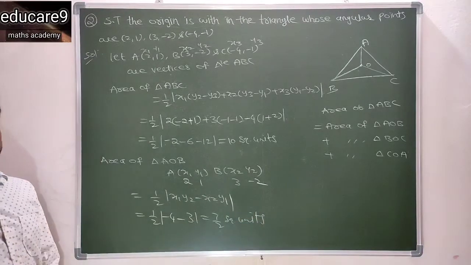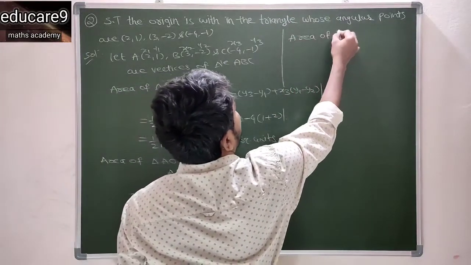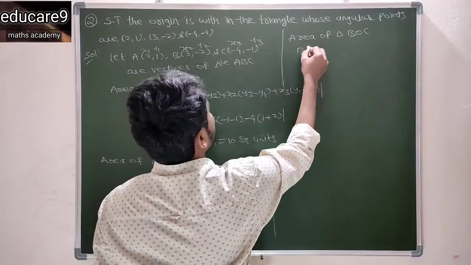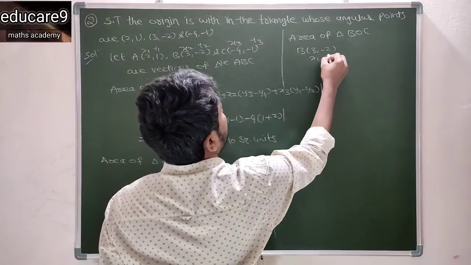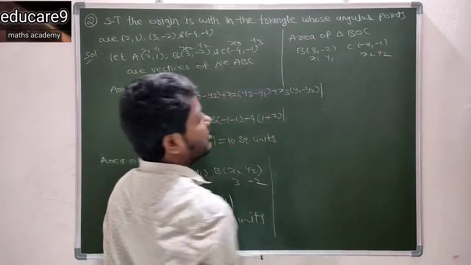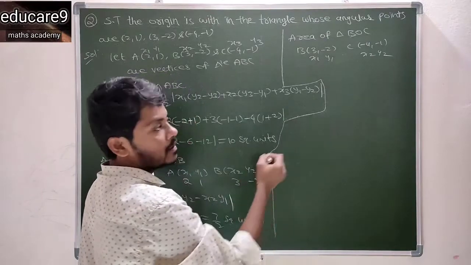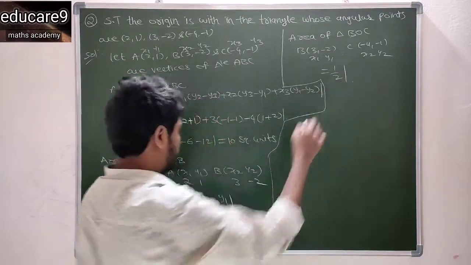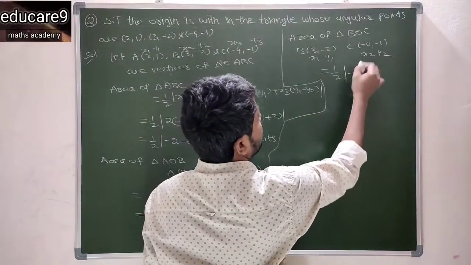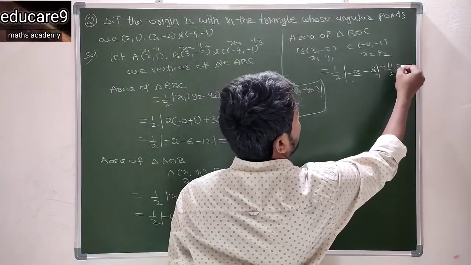Okay. Next find area of triangle BOC. So for that B is x1 y1. See here B (3, -2) is x1 y1 and C (-4, -1) is x2 y2. Okay. So what is the formula? Half of (x1 y2 minus x2 y1), that is 3 into minus 1 minus 3 minus 8. So what you get? 11 by 2 square units.